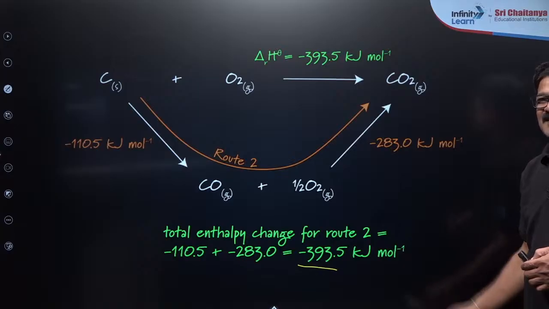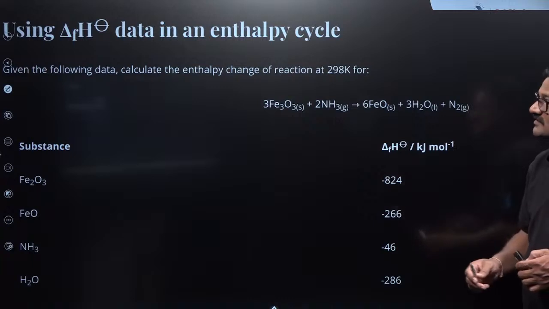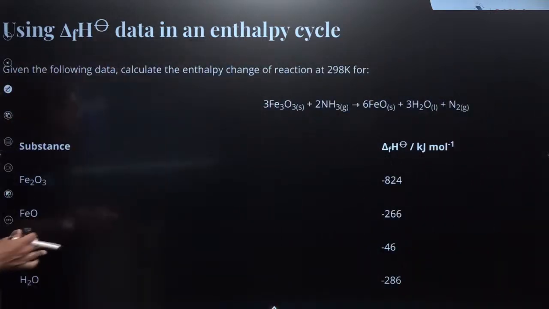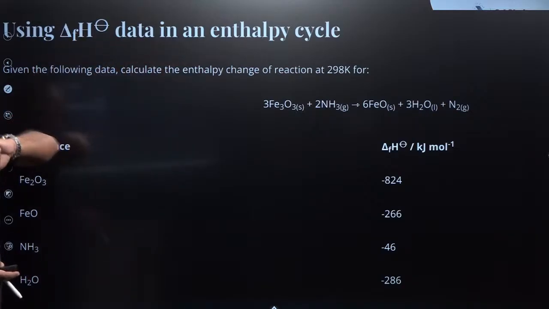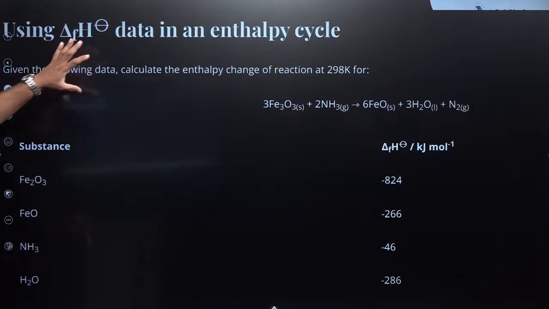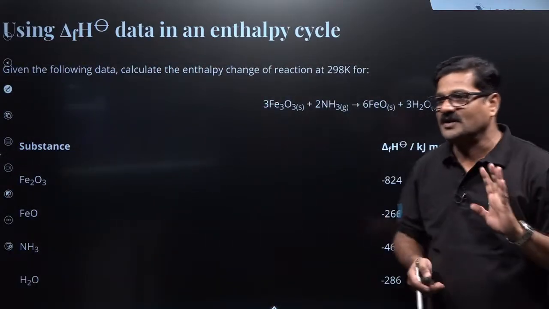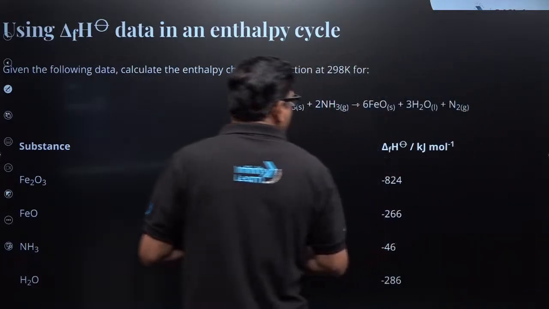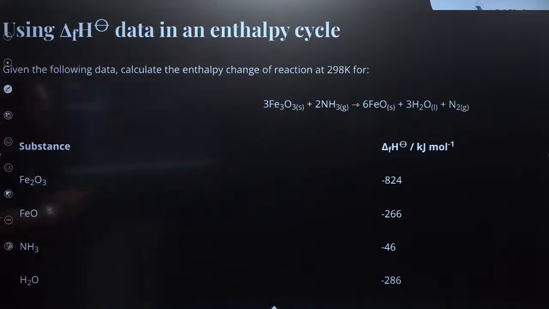Zara, Vidya, Beto. Now let us solve some questions based on this. So using the standard enthalpy of formation data in the enthalpy cycle. Given the following data, calculate the enthalpy change for the reaction. A reaction का enthalpy change हम calculate करना. Fe2O3 plus 2NH3 gives rise to FeO plus H2O plus N2.